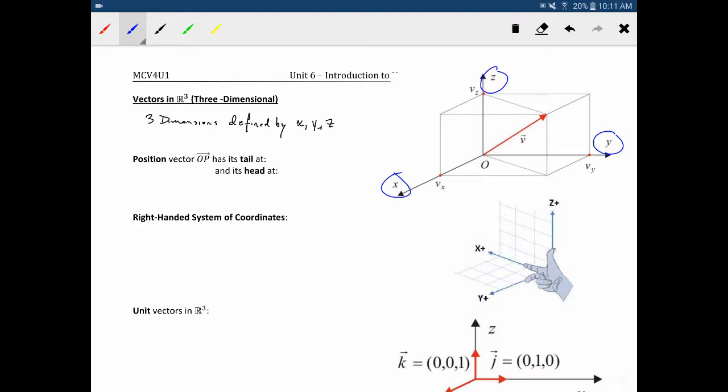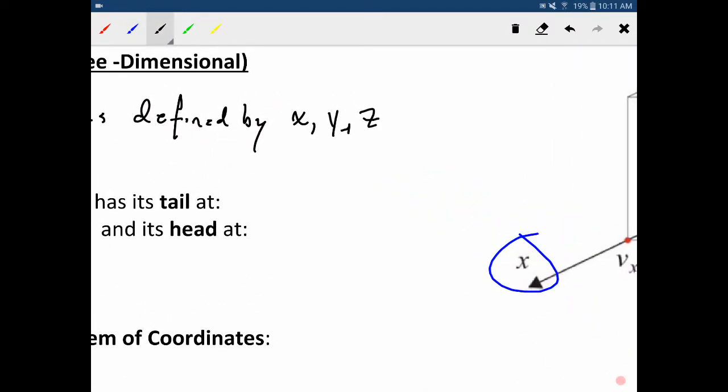So if we're doing a position vector, it's fairly straightforward. We're just adding a new dimension. So we've just got the tail at (0, 0, 0), and then the head is at (x, y, z).